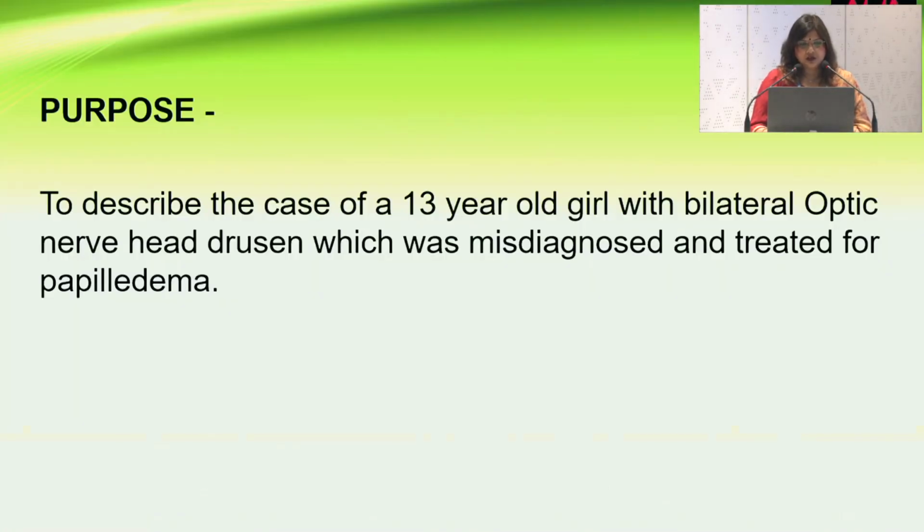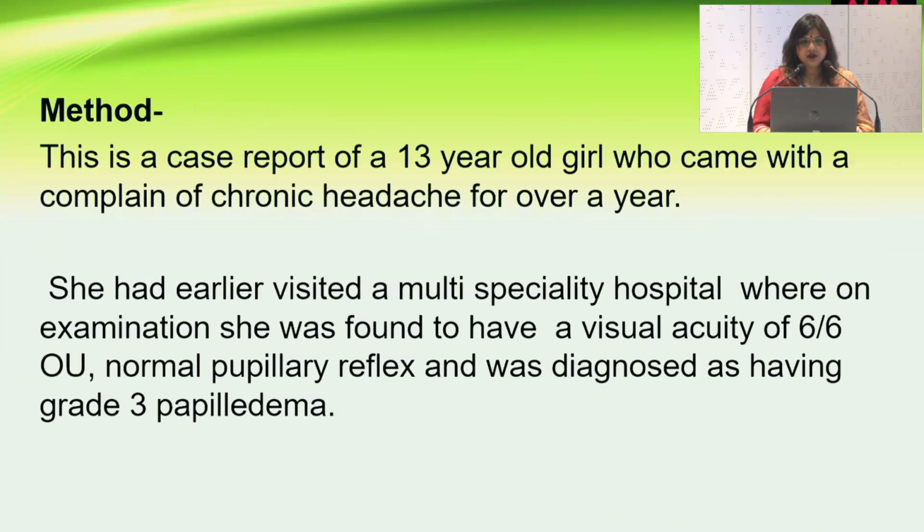The purpose of the study was to describe the case of a 13-year-old girl with bilateral optic nerve head drusen, which was misdiagnosed and treated for papilledema. She came with a complaint of chronic headache for over a year. She had earlier visited a multi-speciality hospital where, on examination, she was found to have a visual acuity of 6/6 in both eyes, normal pupillary reflex, and was diagnosed as having grade 3 papilledema.